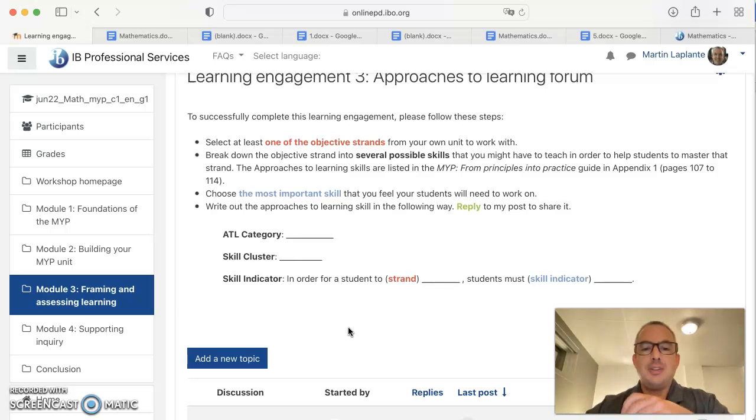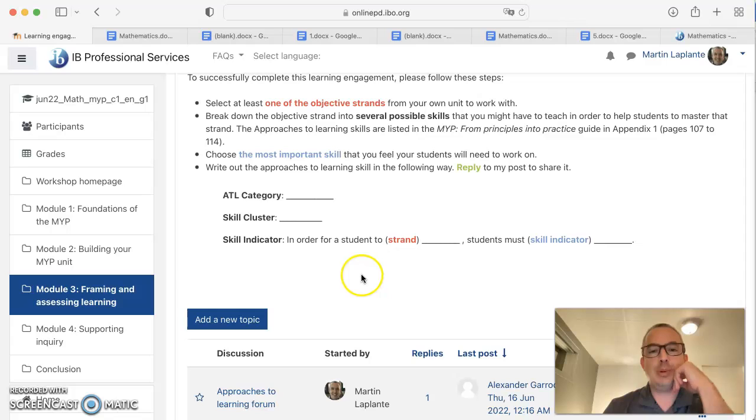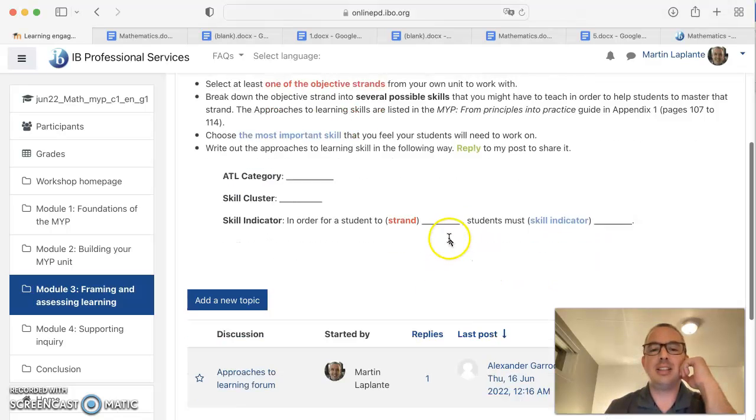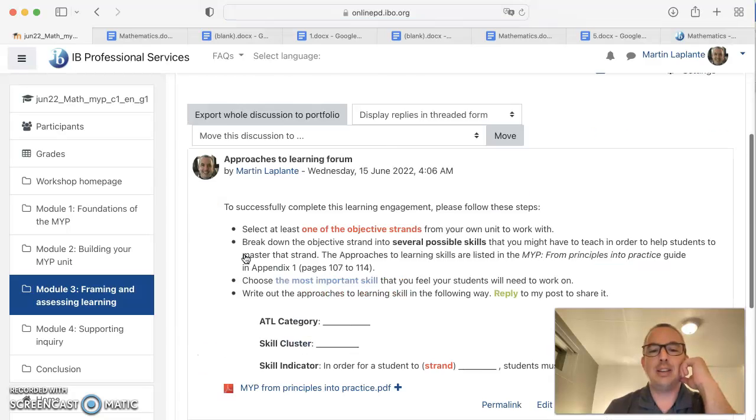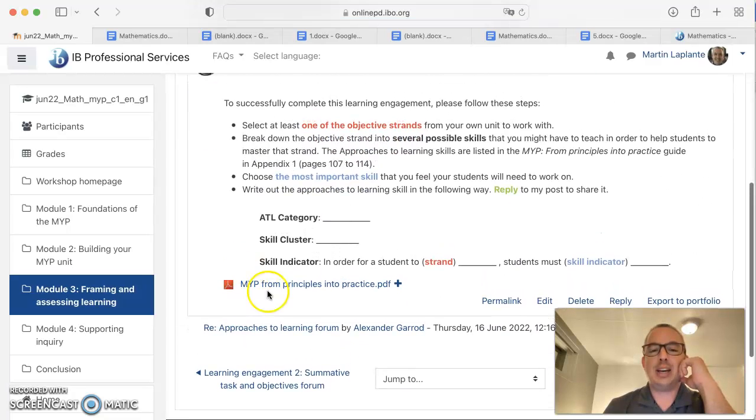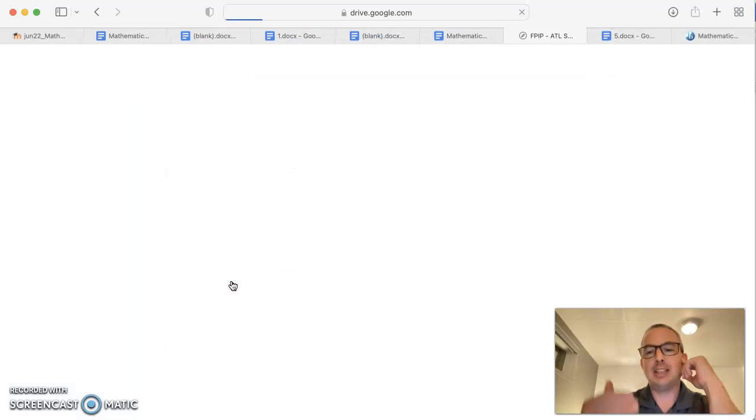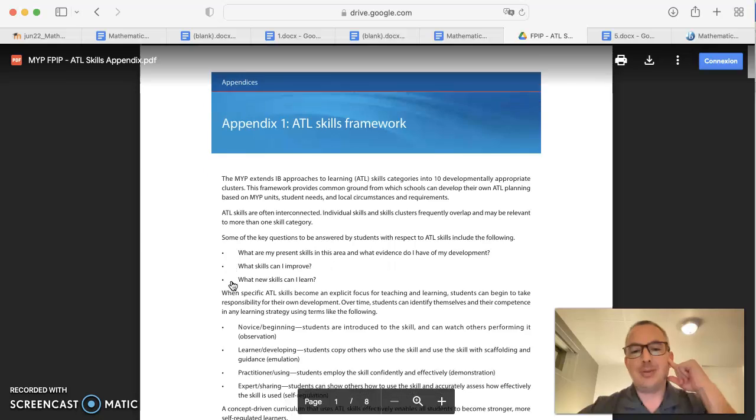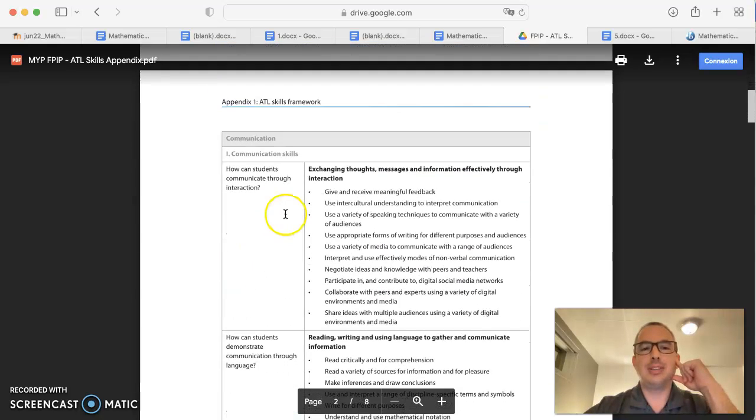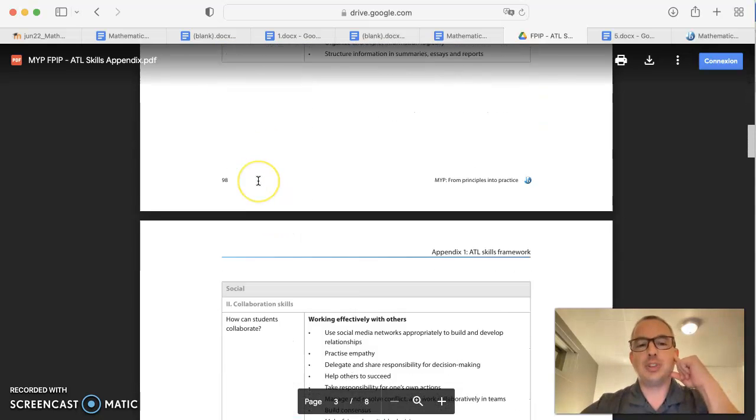So here I might not have done an example, but the idea is that, in order for student 2, we choose a strand, and then the students must, and then you can choose a skill indicator. Once again, if you click on my post, I have given the MYP: From principles into practice. If you look at my unit plan as well, here I directly put the appendix of the MYP: From principles into practice, and then you can see the skill categories, which is on top.